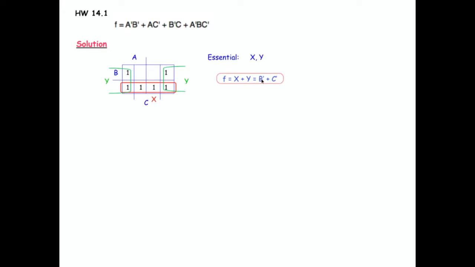And same thing with this one. Whether or not A or C are 1 or 0, this term is going to be 1 as long as B is 0, right? Because they're both complements. Any questions about this? And it's just one minimal form.